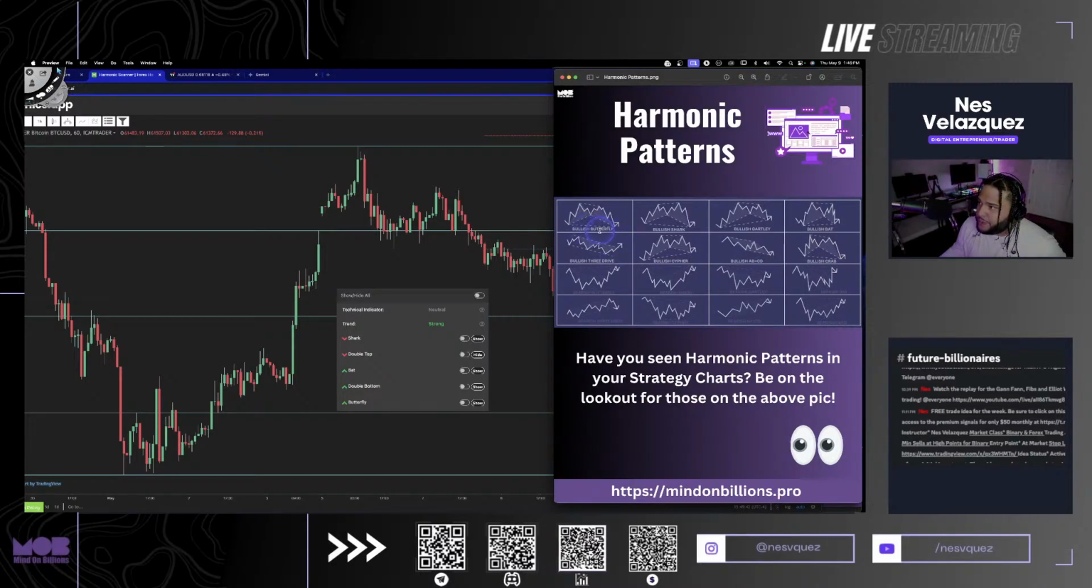So you have butterfly, shark, Gartley, bat, crab, A, B, C, D, cipher, and 3-drive, okay? And then you have the bearish versions of that, which is the exact opposite.